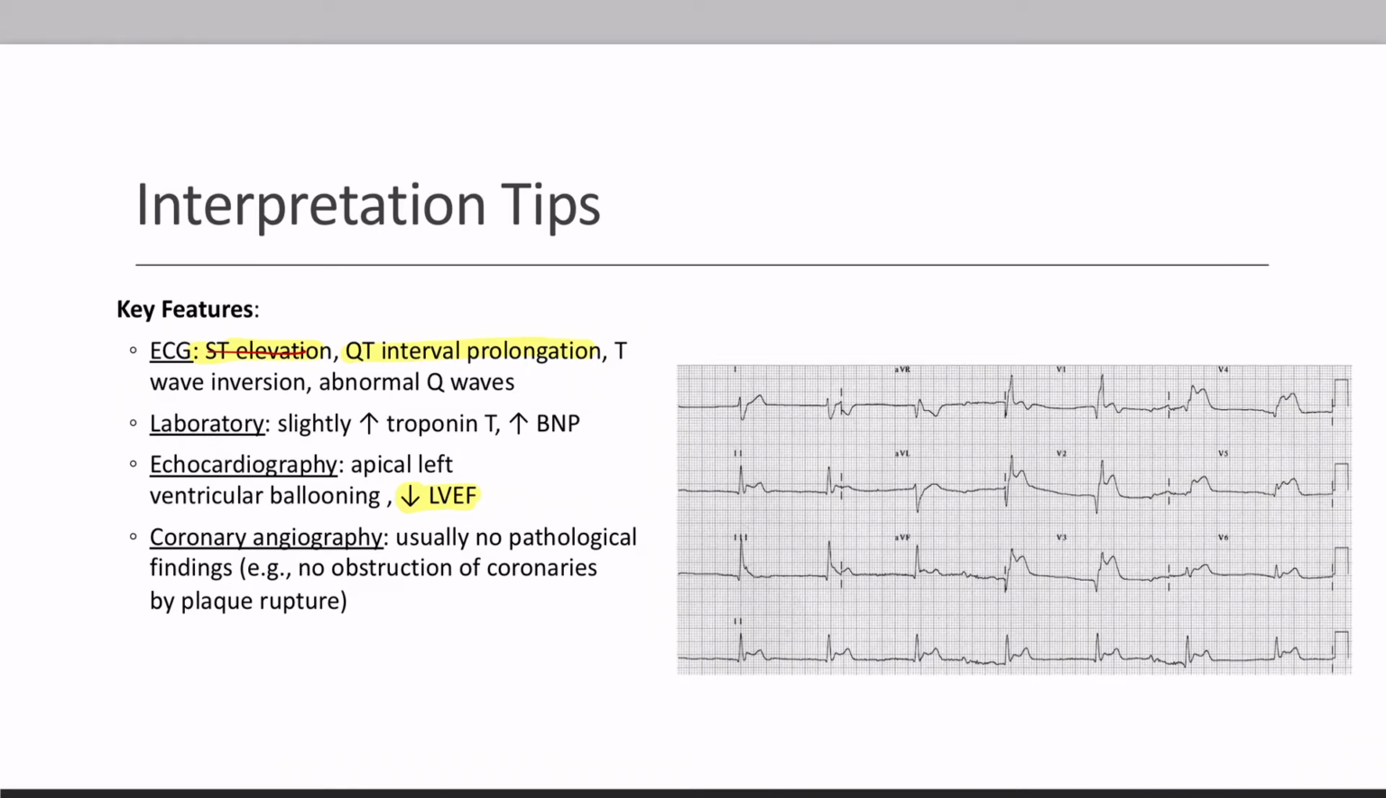And then in coronary angiography, there are usually no pathological findings. So when doing this for myocardial infarction, you would often see narrowing as well as plaques in the coronary arteries. However, if you do this to someone who's suffering with Takotsubo cardiomyopathy, you won't find this. So this is one way to distinguish it from other acute coronary syndromes.